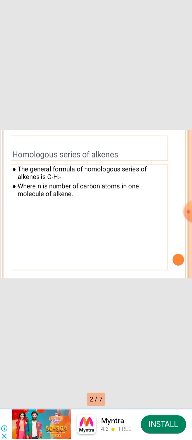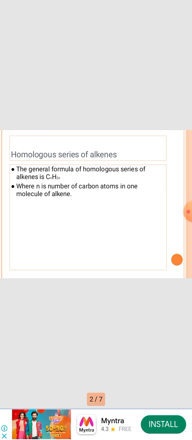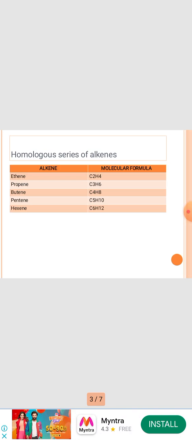Hi students, today let us learn homologous series of alkenes and alkynes. The general formula of homologous series of alkenes is CnH2n, where n is the number of carbon atoms in one molecule of alkene. So these are some examples for homologous series of alkene.